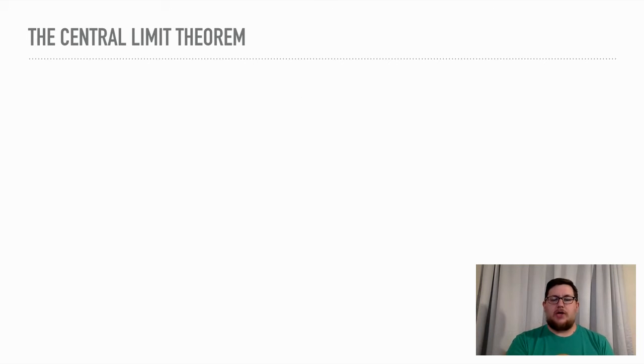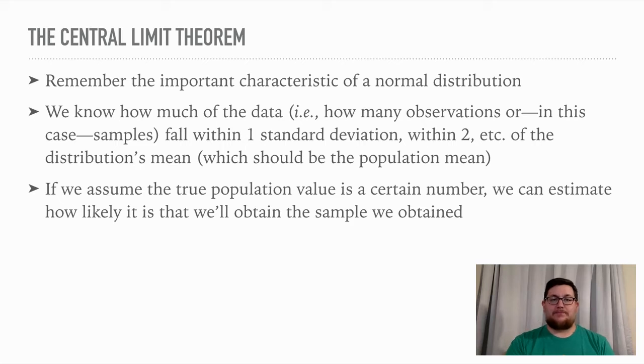Okay, so now that we know that, if we were to assume, and this is important, that the population value is a certain number, we don't know the true population value. If we took 10,000 samples, we'd get a sampling distribution whose mean converges on the true population mean. But we never do that. That's impractical. So if we treat as a given the true population value, we can estimate how likely it is we'll obtain the sample we obtained.